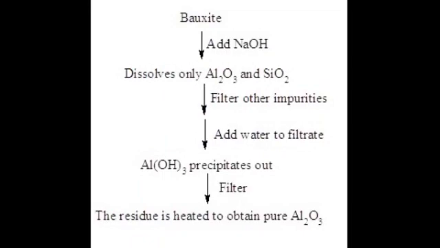This is the overall reaction. Bauxite is first treated with sodium hydroxide, Al2O3 is formed, then filtered, and other impurities are removed by filtration. Then water is added to the filtrate. After filtration, aluminium hydroxide precipitate is formed. The residue is heated to obtain pure Al2O3, alumina.